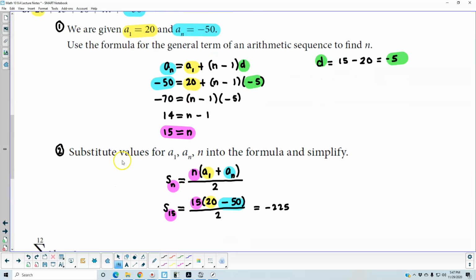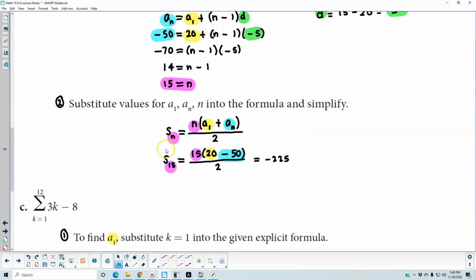And now what we're going to do is substitute the values for the first term, the last term, and the nth number into the formula and then simplify. So S subscript n is S subscript 15, which is going to be 15 times 20 minus 50, over 2. And the answer is going to give us negative 225.